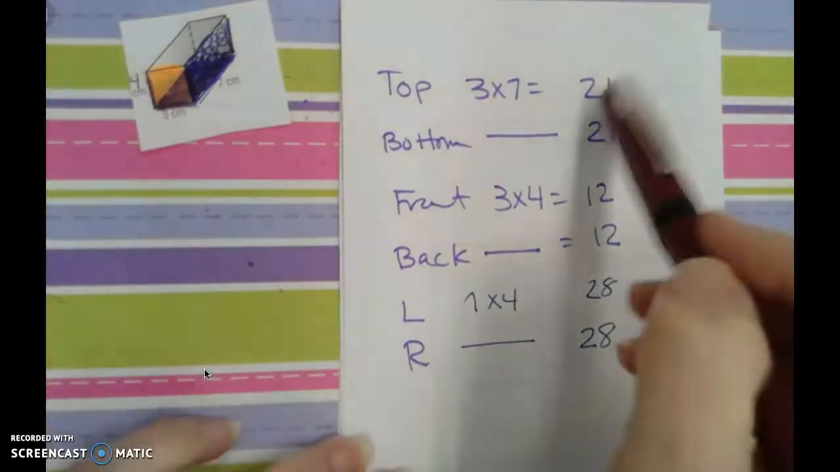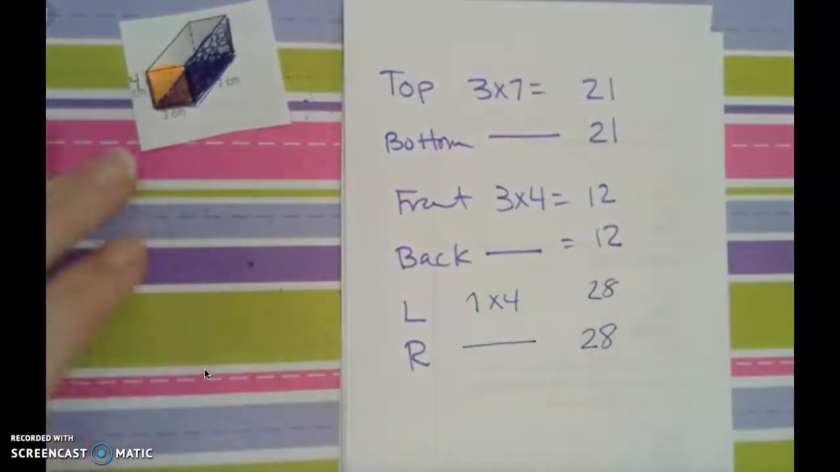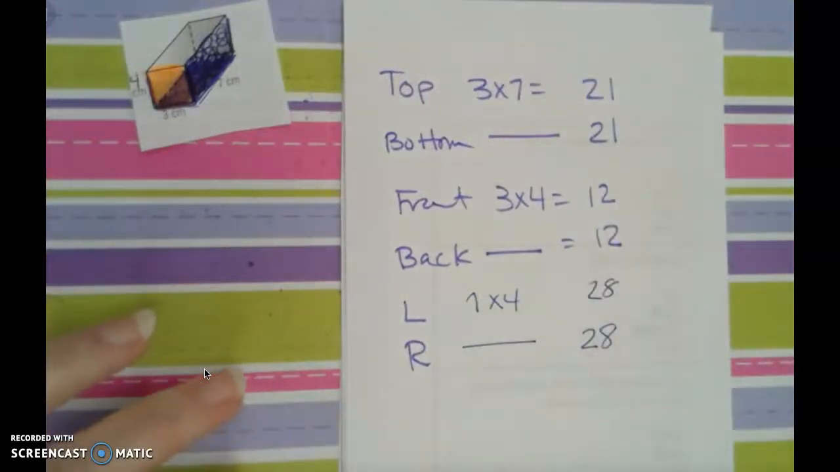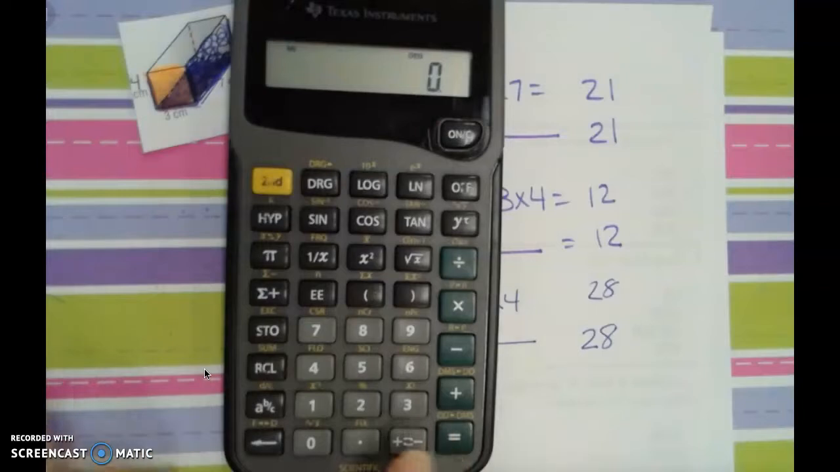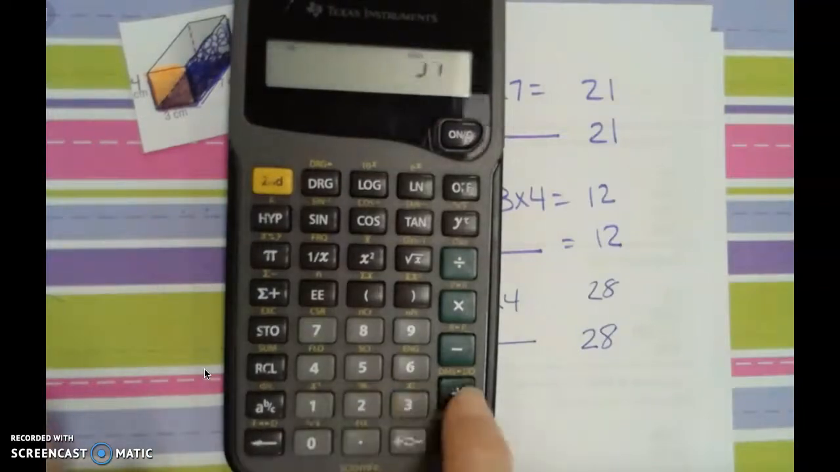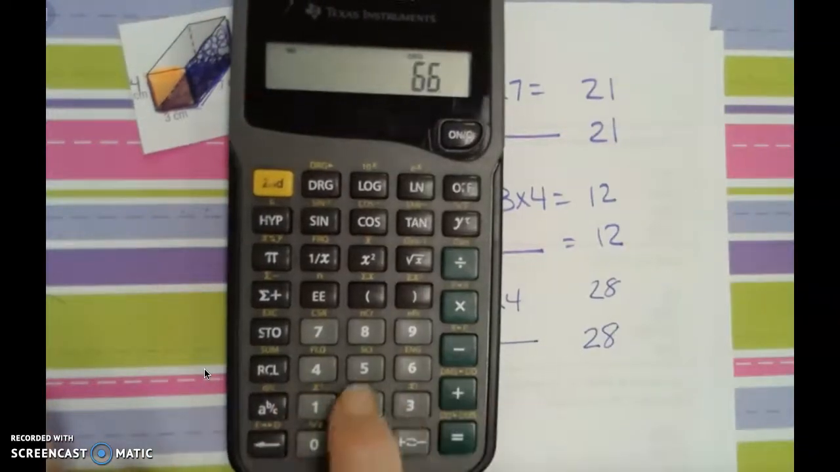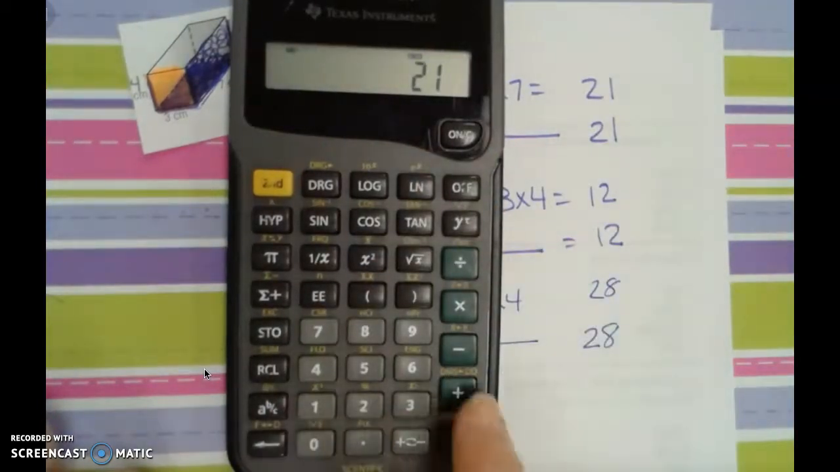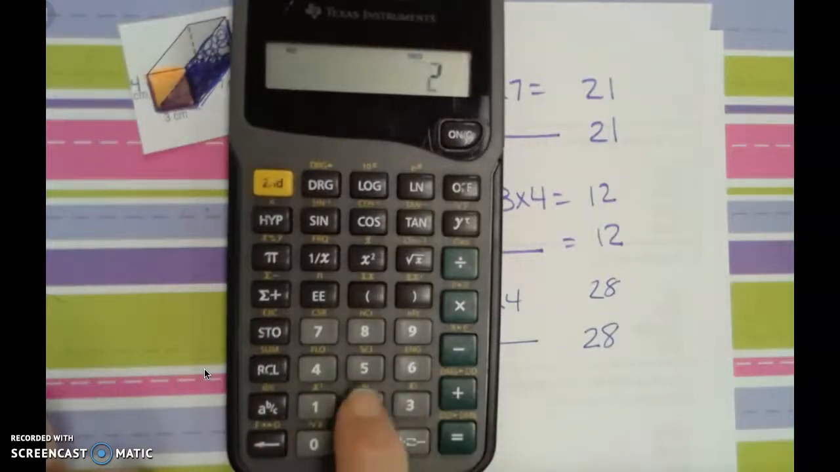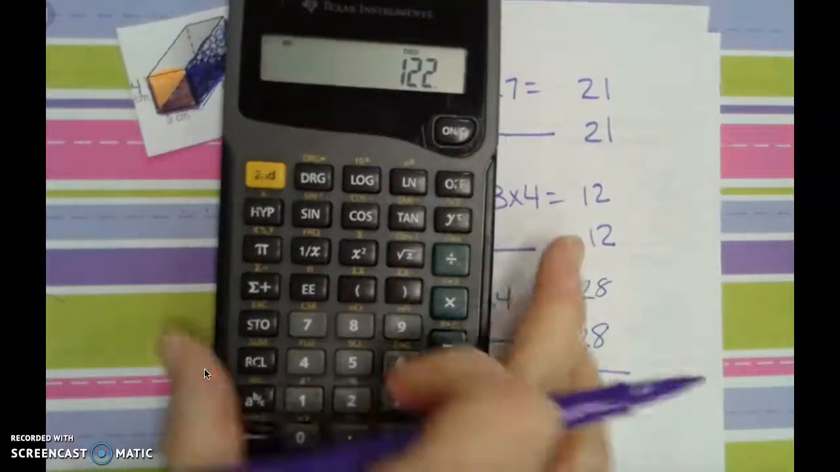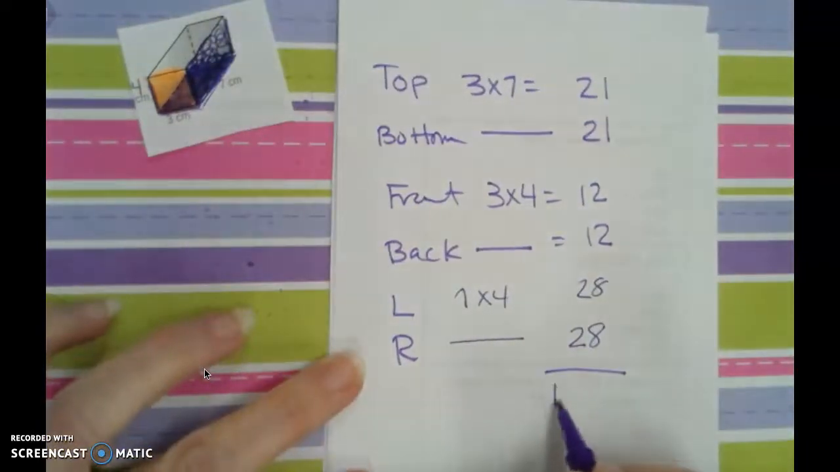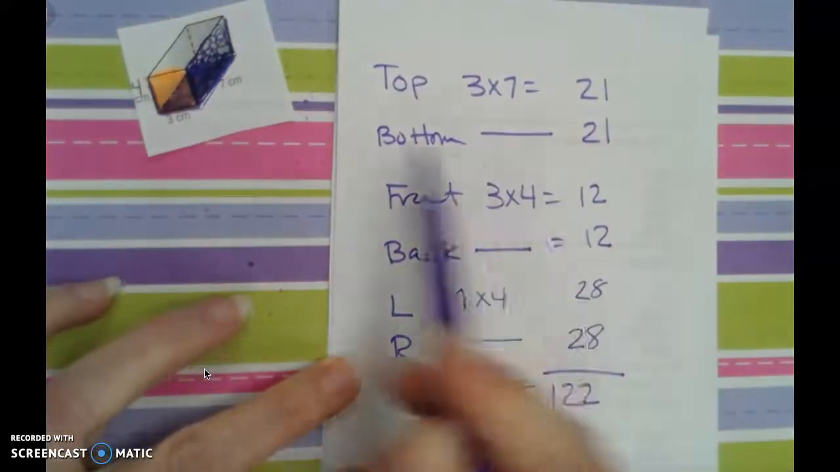Now that I've figured out all 6 pieces, all I have to do is add those pieces up. So 21 plus 21 plus 12 plus 12 plus 28. Did I do 28 or did I do 2? I'm not sure. Let me start over. 21 plus 21 plus 12 plus 12 plus 28 plus 28. All right, 122. So now my surface area is going to be 122, and this was centimeters.